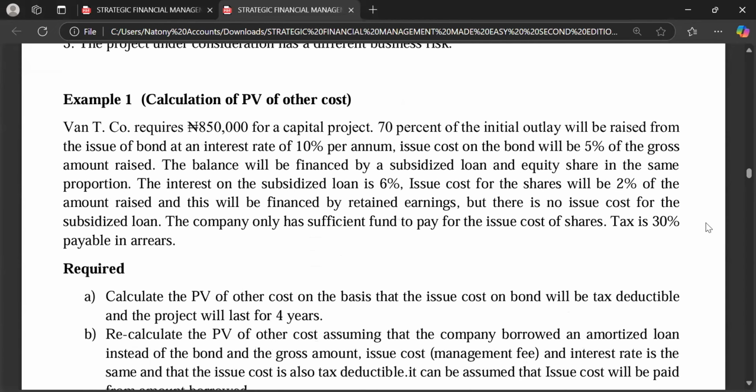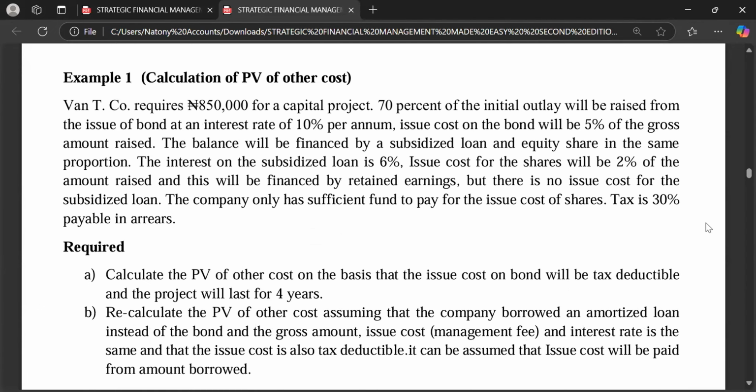So this is just a question. So I may just use this question to still emphasize what I've explained earlier on. VANTI requires 850 for a capital project. So this is what the company needs. So this is the net finance. So this is the net finance.